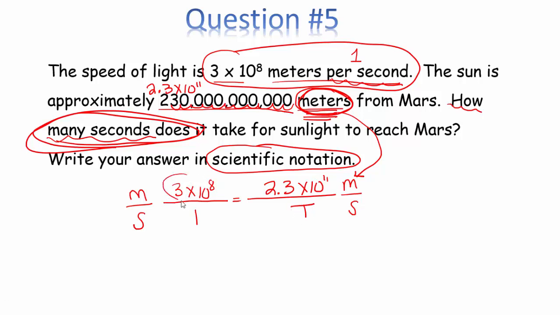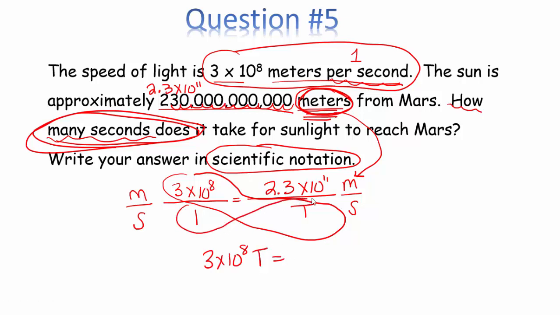Then I can simply cross multiply. 3 times 10 to the 8th times T is 3 times 10 to the 8th with a big old T. Keep my equal sign. Cross multiplying on this side, 1 times 2.3 times 10 to the 11th is still 2.3 times 10 to the 11th. I need to solve for T, so I divide both sides by whatever T had been multiplied by. T was multiplied by 3 times 10 to the 8th, so I'll divide both sides by 3 times 10 to the 8th.